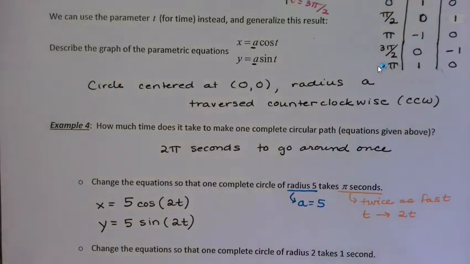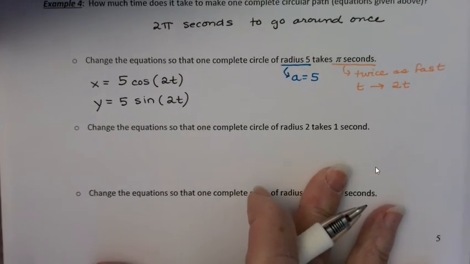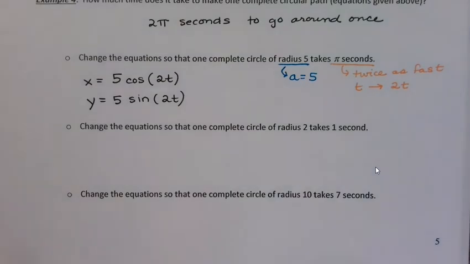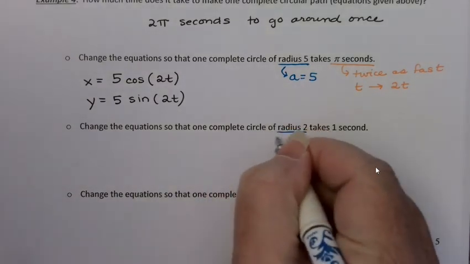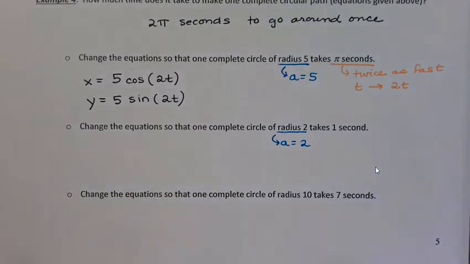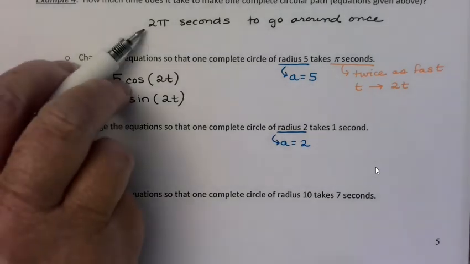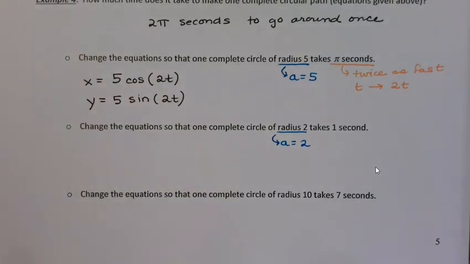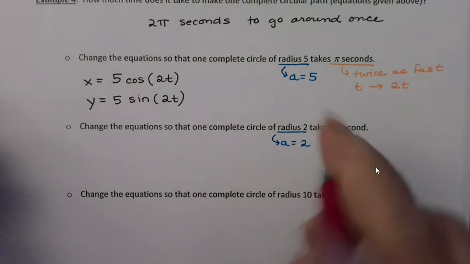All right, let's keep going. So next, we want to change our equations so that one complete circle of radius 2 takes 1 second. So radius 2 gives us an a value of 2 this time. In 1 second, well, let's see, it used to take 2 pi seconds, right? Originally, it took 2 pi seconds to go around once. So if we wanted to do it in just 1 second, that would be 2 pi times as fast.